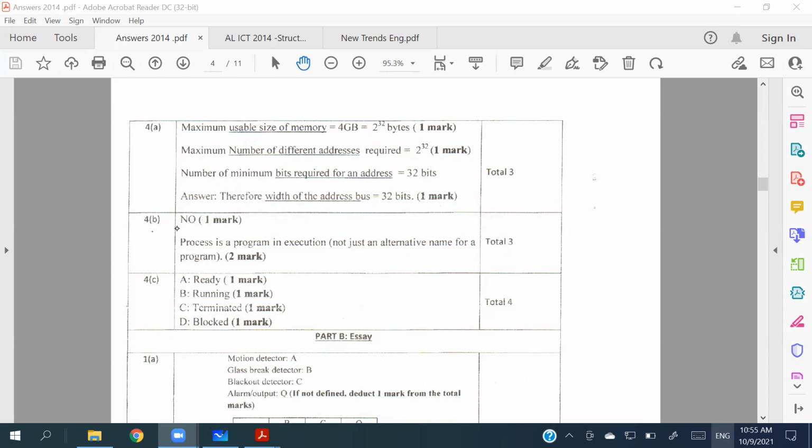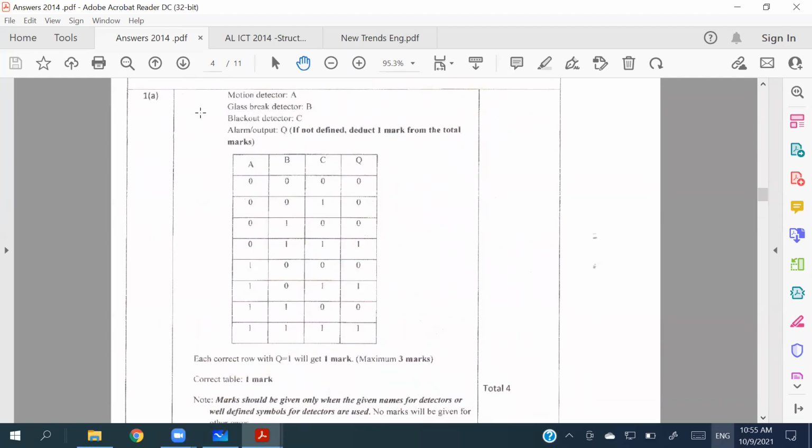Right, let's quickly go through. I think the first one has been done by everyone, so here comes the answer for the first one. It is about the question of the motion, glass and blackout detectors in an alarm system. As they say, if at least two of these things go out, it is how they said, right?